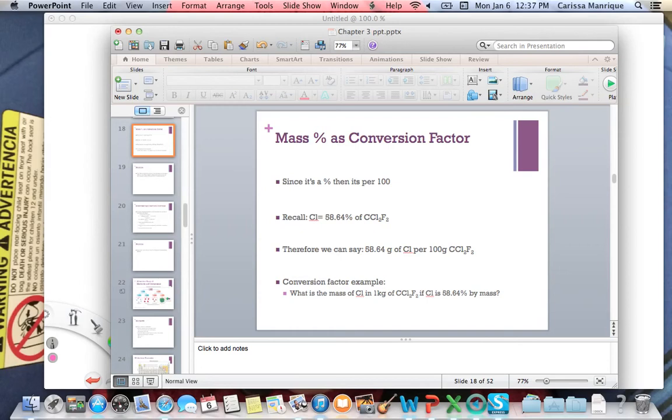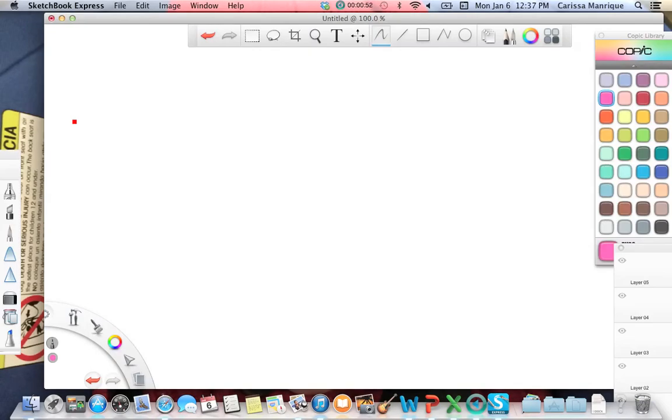Why did I choose 100 grams? Because it's easier, because we're always looking at 100 when we're looking at percent, okay? So we can use that as a conversion. Whatever the percent is, that's going to be your grams over 100 grams of the whole entire molecule. Okay? So let's look at this here.